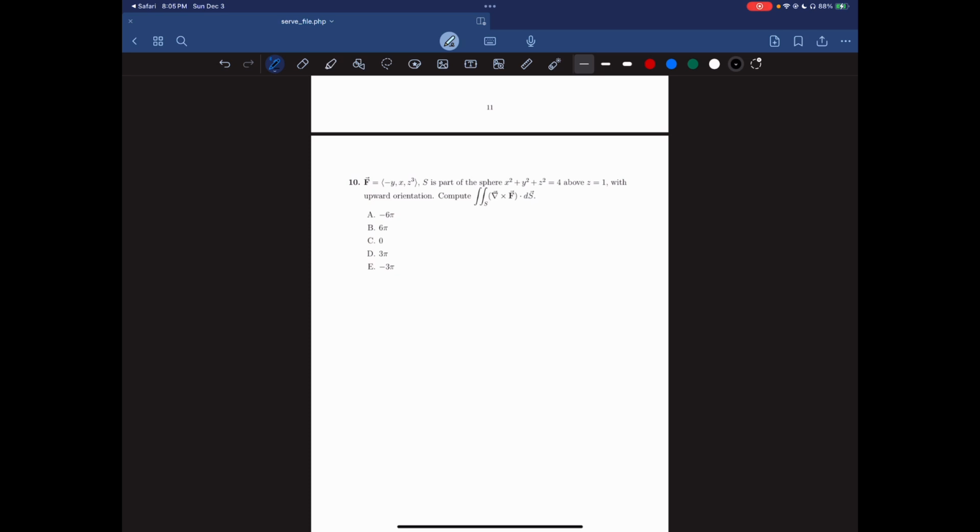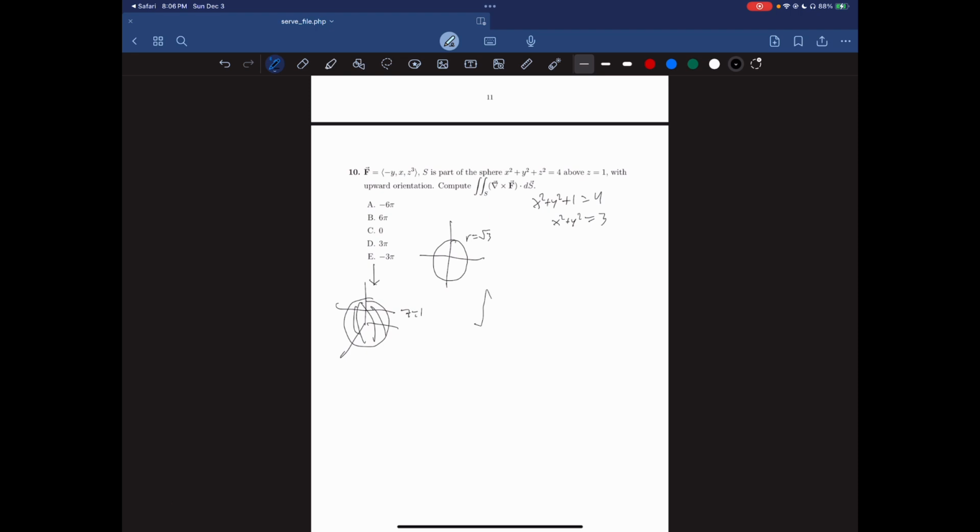So if we intersect z equals 1 with x squared plus y squared plus z squared equals 4, therefore x squared plus y squared equals 3. And drawing it kind of in 3D, we're going to get some sort of sphere intersected with z equals 1. And that means if we look down from the z-axis, we're going to get just a circle with radius root 3, r equals root 3. And it's asking for del cross f dS.